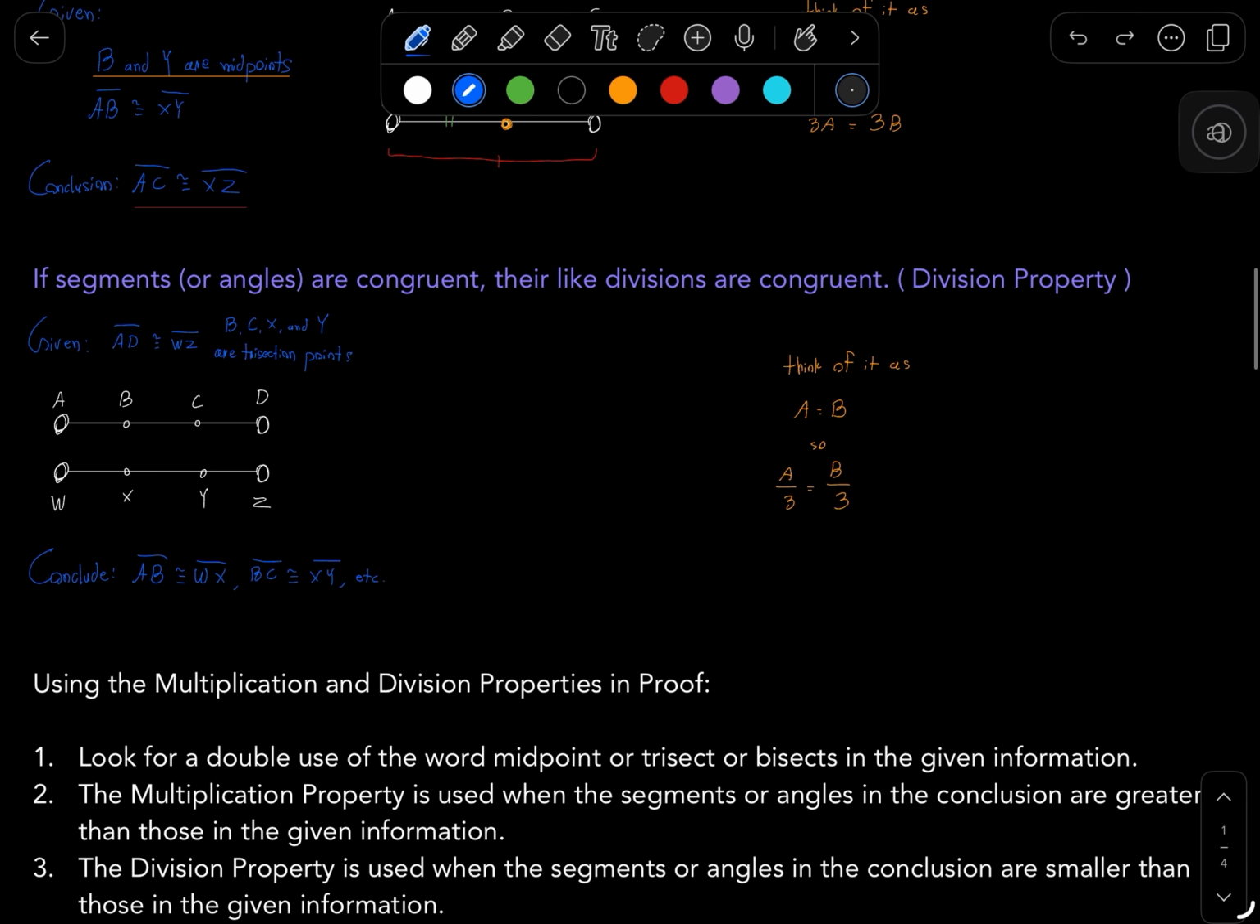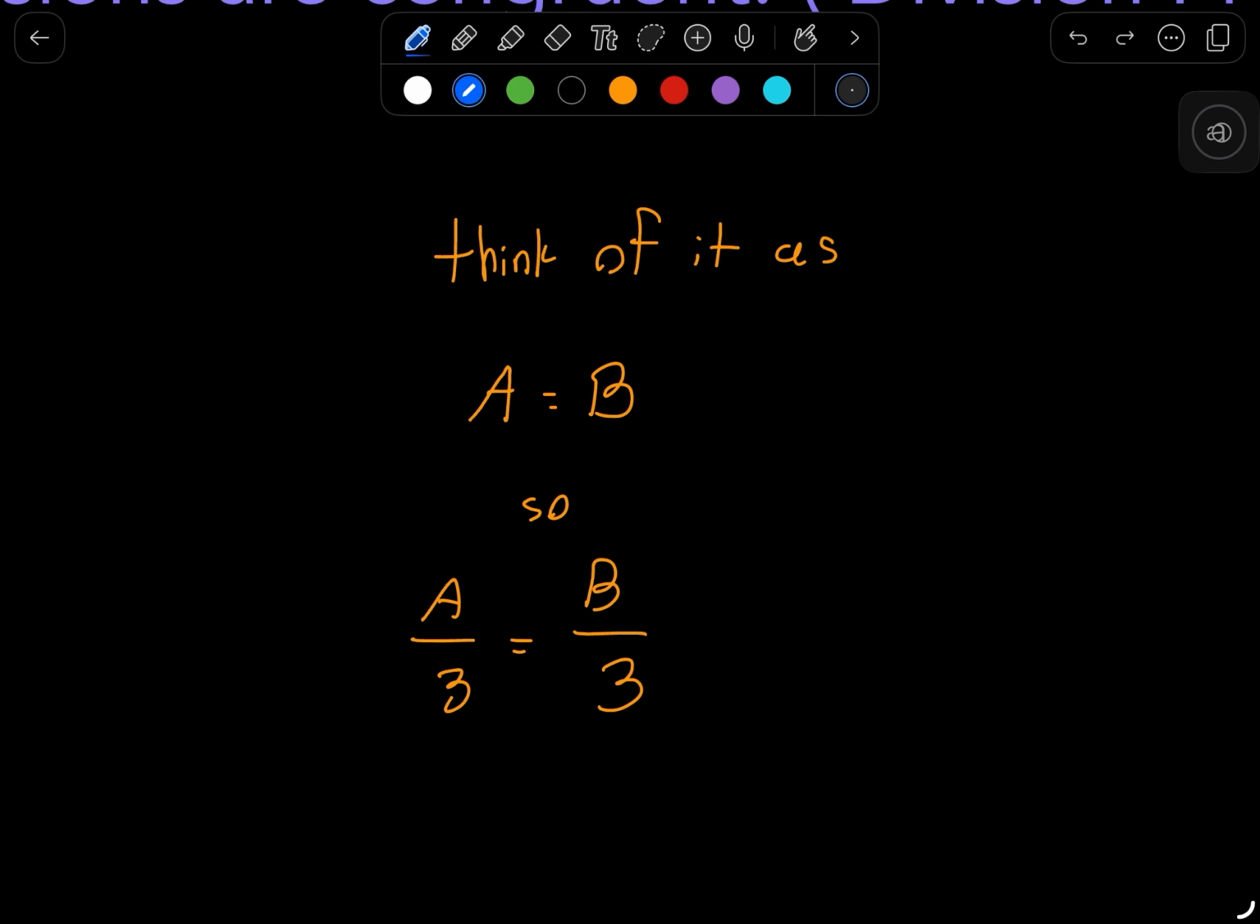Okay, division. Same thing, kind of in reverse. If segments or angles are congruent, their like divisions are congruent. So generally, it's just the exact reverse. So let's actually start with the mathematical way. If A equals B, of course, if you divide those by 3, they're going to be equal to each other.